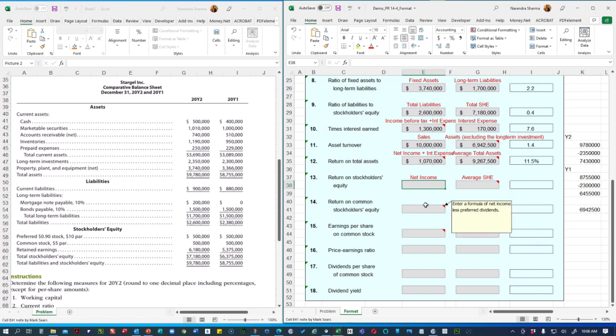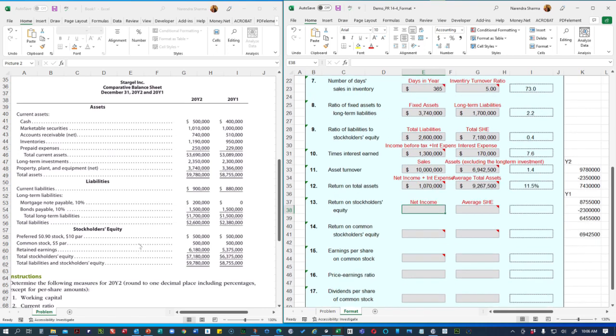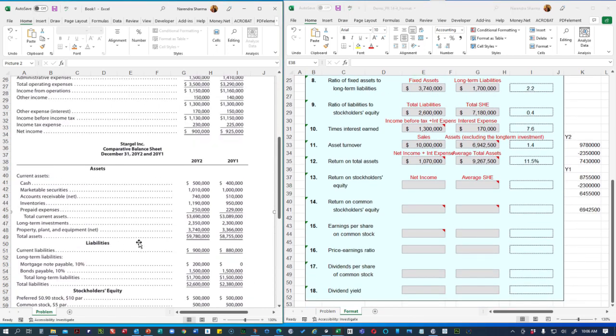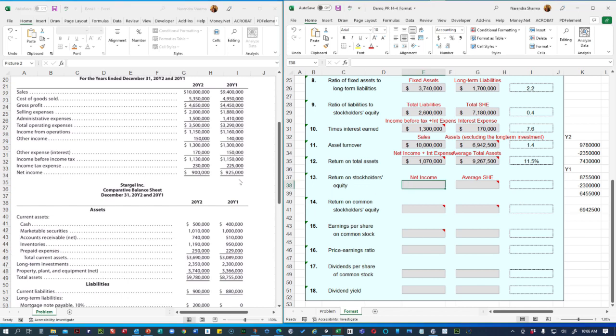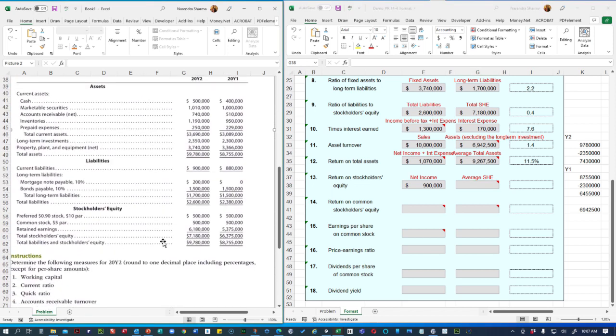So let's do the net income. Of course, you know the net income was 900,000. If you go to your income statement, you will see that 900,000. Sorry about that. And then average, of course, what we are going to do is take the average stockholders equity. So if you go to your balance sheet down below, you will see stockholders equity. We want to take the average of them.